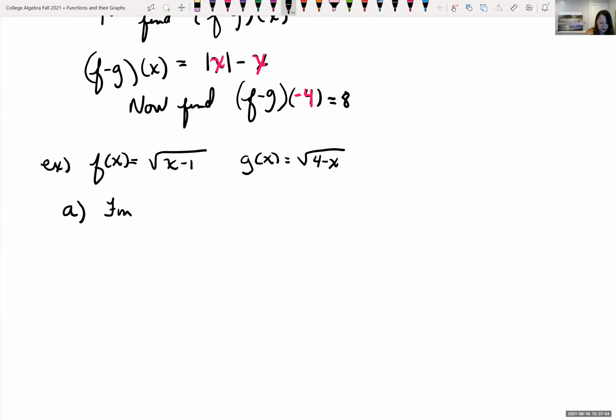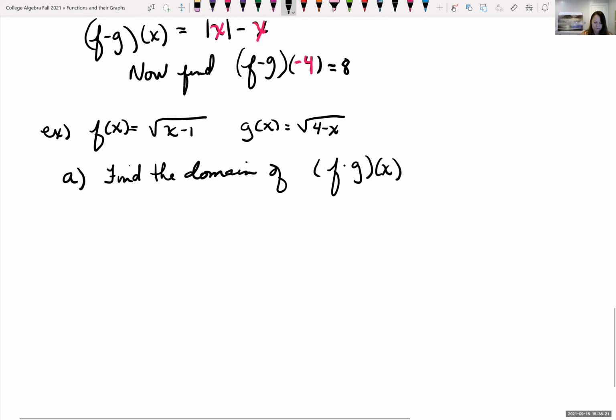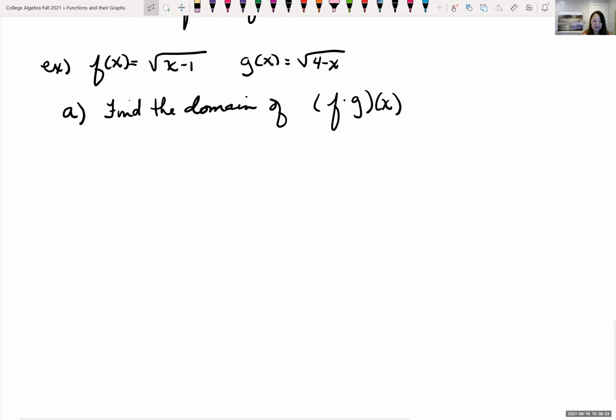What if it said find the domain of, let's just start with f of x. Let's just change it. How about f times g of x? To find the domain, we have to look at the domain of each piece. So we want to find the domain of f of x.